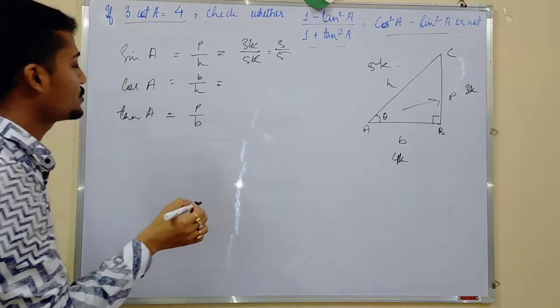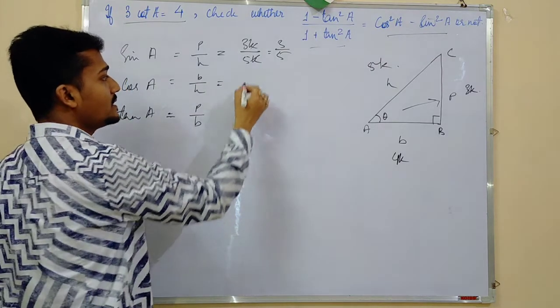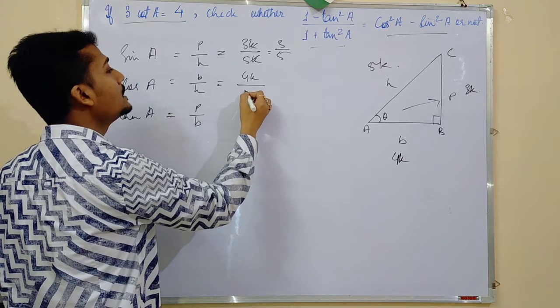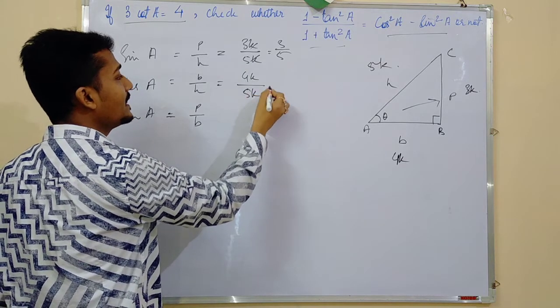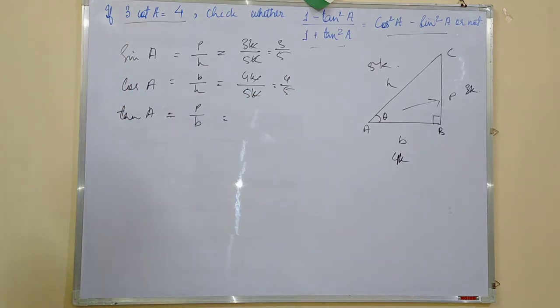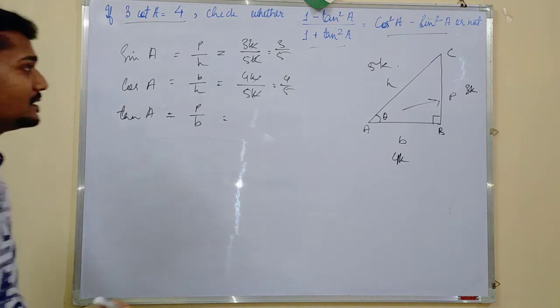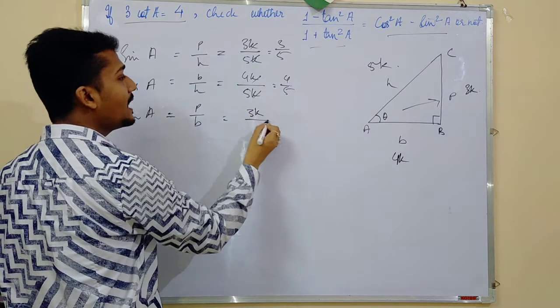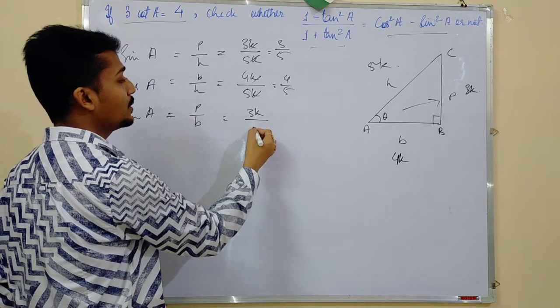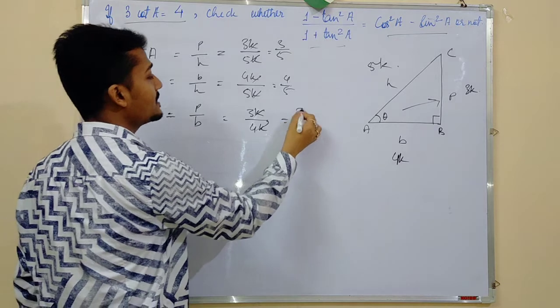Next, cos A is B by H. B is equal to 4K by H, and H is equal to AC, that means 5K. K cancels, so 4 by 5. Next, tan A is equal to how much? Tan A is equal to P by B. P is 3K and B is 4K. K cancels, so it is 3 by 4.